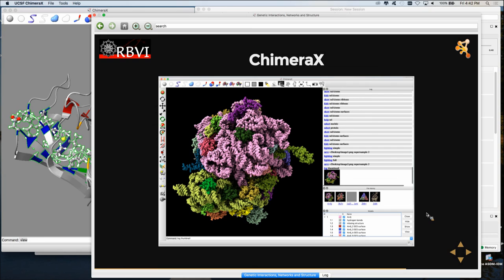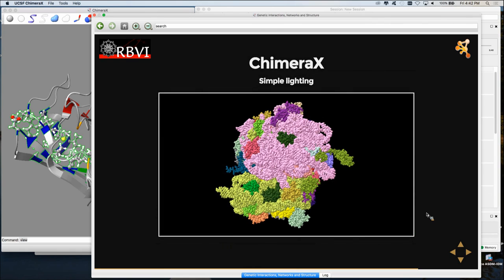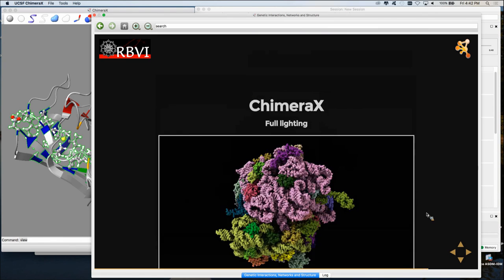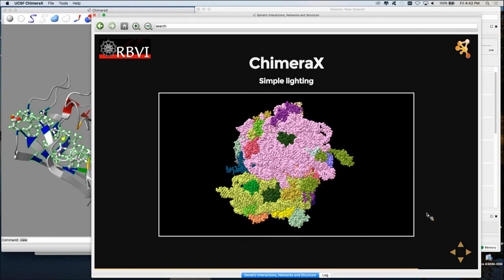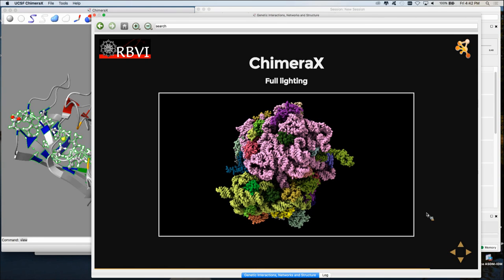This is what it looks like. You can see that it's got a very different kind of visualization. This is sort of the typical molecular visualization that you would see. And this is what you see in ChimeraX. It takes advantage of interactive shadowing as well as ambient occlusion to get a better sense of the depths of the structure. So, again, from that to that, and you can see why we're pretty excited about it.